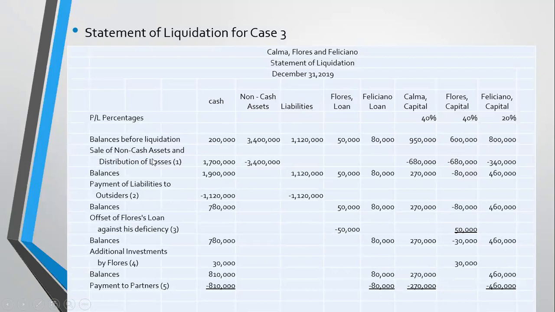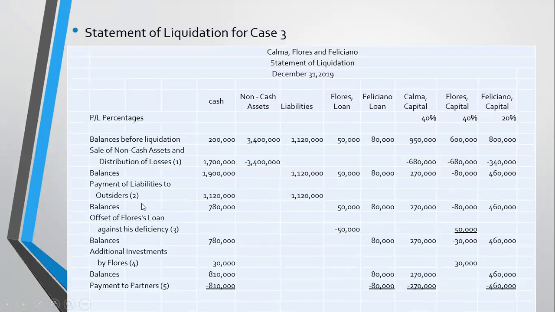But when it comes to the sale of non-cash assets and distribution of losses, here we have a change because the selling price, or the cash we realized for selling the non-cash assets amounting to 3.4 million, is only 1.7. So only 1.7 was realized. Now the loss on realization is bigger. Half, right? Only 50% of the cash was realized, so the loss is also half. So determine the balances. Now, as you can see, Flores has a very large capital deficiency, 80,000 now, because his share in the loss on realization is 680, and only 600 is in his capital.